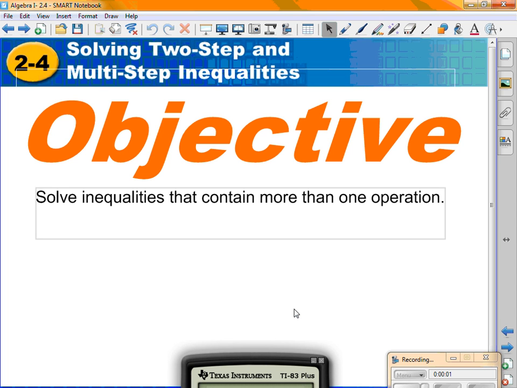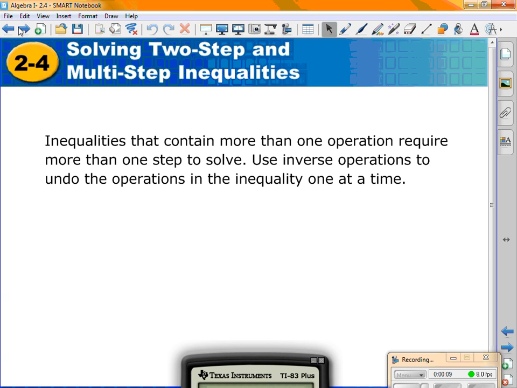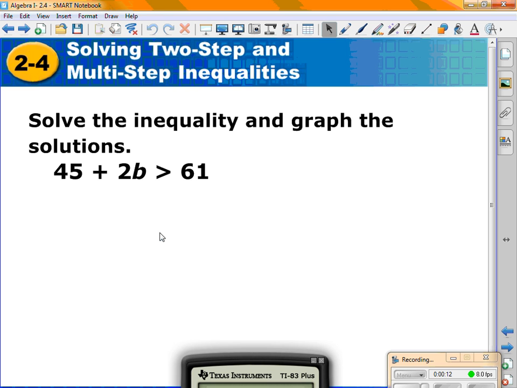Today we're starting 2.4, solving two steps and multi-step inequalities. First one we're going to look at is we have 45 plus 2b is greater than 61. We treat these just like we would a normal multi-step equation.